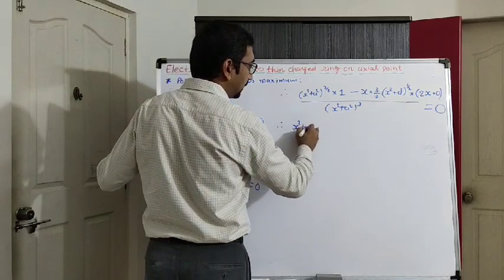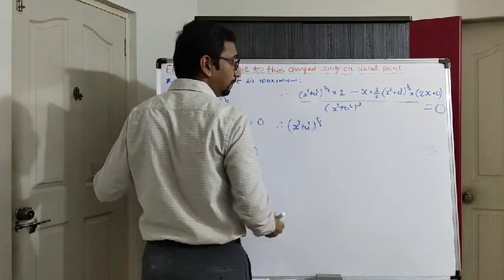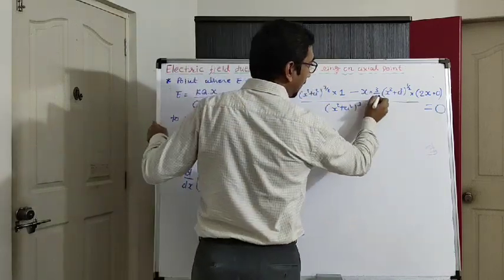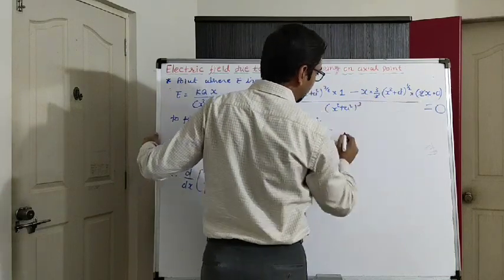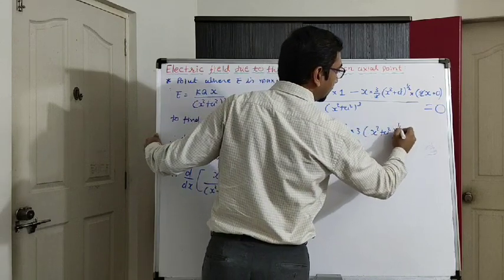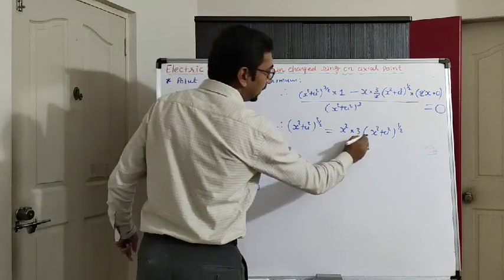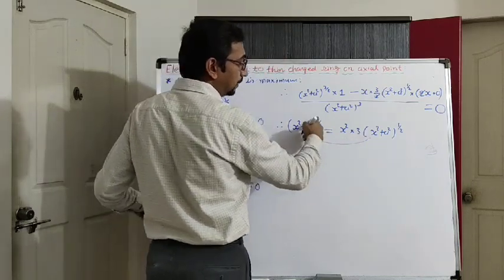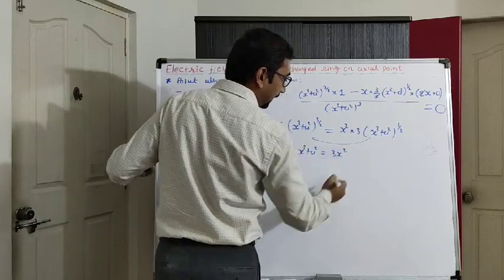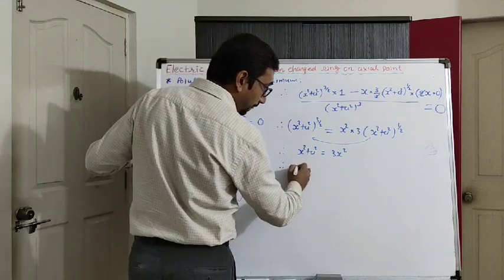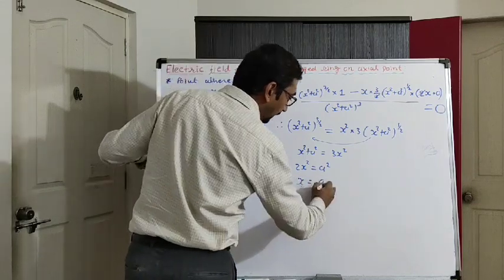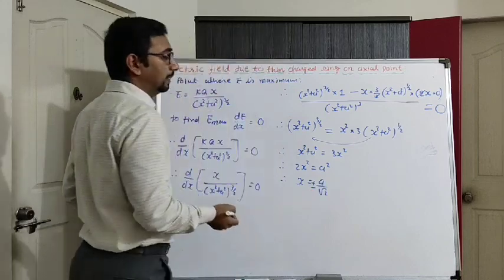So (x² + a²)^(3/2) is equal to, this term is negative, so we take it to the right hand side, and here 2 will get cancelled, x into x, that is x², into 3 into (x² + a²)^(1/2). So if we take this 1/2 power in division, then 3/2 minus 1/2 is 1. So here x² + a² will be 3x². So finally 2x² is equal to a². So x will be equal to a upon root 2, positive or negative.